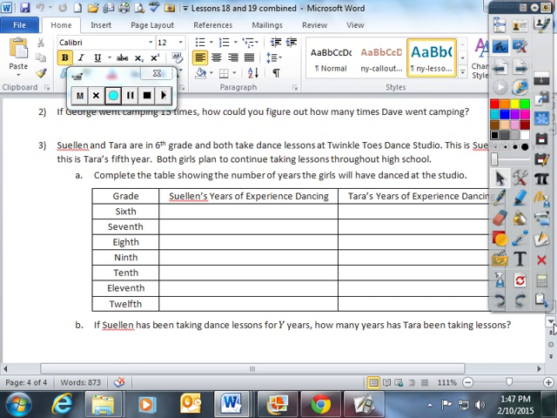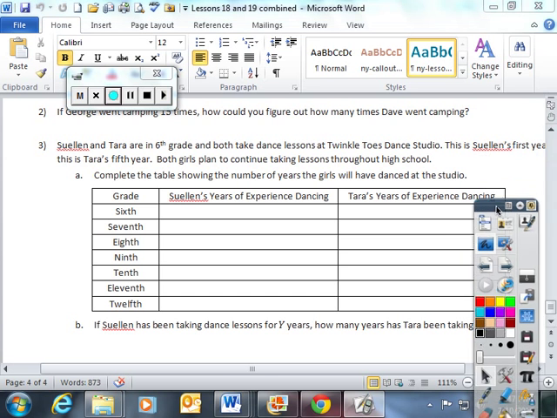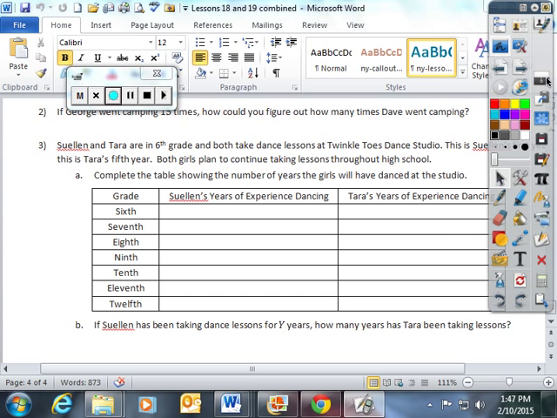students completed problems like this, which I'd like to complete with you. Sue Ellen and Tara are in 6th grade and both take dance lessons at Twinkle Toes Dance Studio. This is Sue Ellen's first year. This is Tara's 5th. Let me just make sure that says first. It does. Beautiful. Both girls plan to continue taking lessons throughout high school. Complete the table. So this was Sue Ellen's first year. This was Tara's 5th. So I'm going to focus on Sue Ellen first.